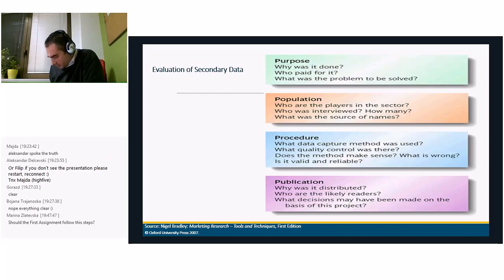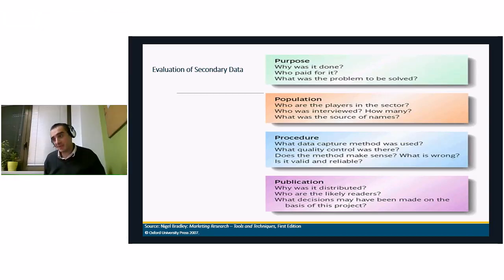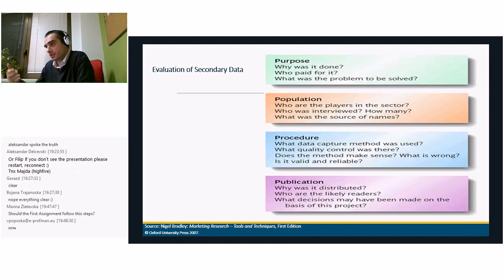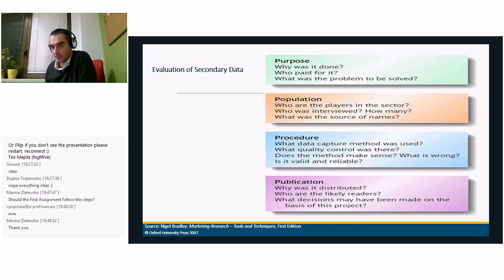So far, we have finished the first webinar, and now I will continue with the specific example of your desk research, what needs to be included inside. So should the first assignment follow this step? Yes, because you will have many sources to evaluate. You will have many documents that you have to decide whether to include or not in your short presentation. So you have to measure every document against these criteria.